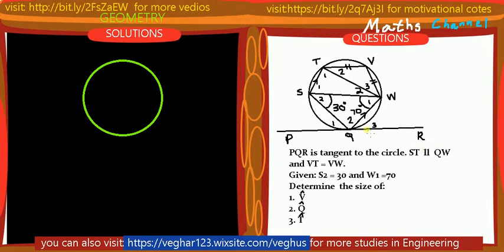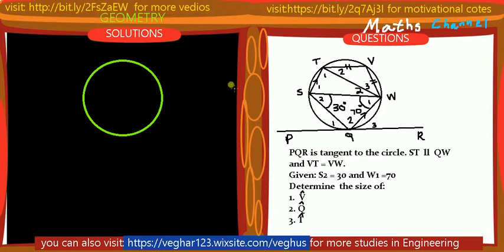Let's look at this problem. It's geometry, so I'm looking at this R1. Okay, PQR is the tangent to the circle, and ST is parallel to QW, and VT is equal to VW. We are given S2 as 30, W1 as 70. Determine the size of V, Q and T.